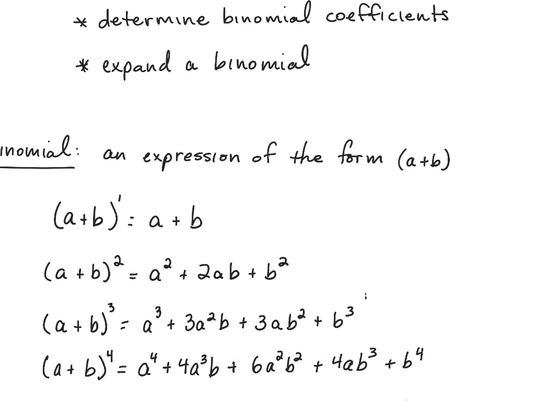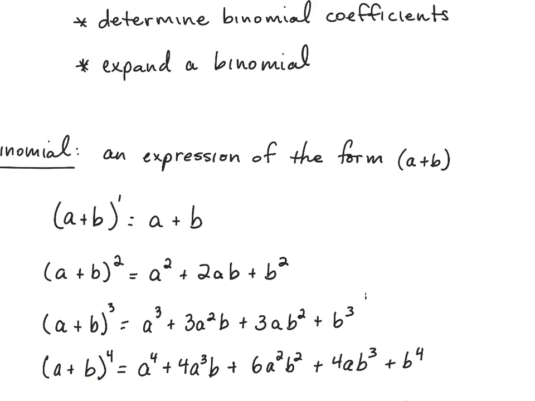A plus b to the first power obviously is a plus b. A plus b squared is a squared plus 2ab plus b squared. Now keep in mind, a plus b squared, we're not just distributing exponents. That's not how this works.